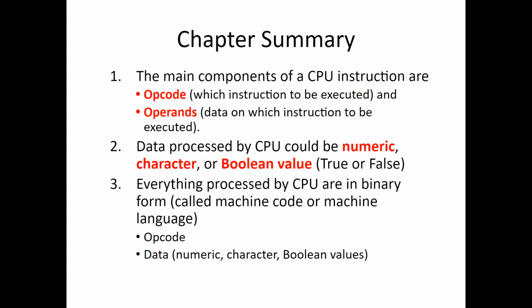To conclude this short bit, we learned about the opcode and operands, the instructions and the data processed by the CPU. This data can be in numeric, character, or Boolean form. Everything processed by the CPU is translated into binary form, and this is called machine code.